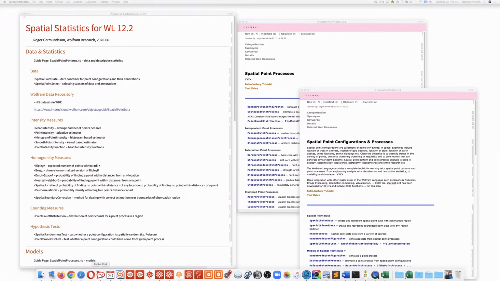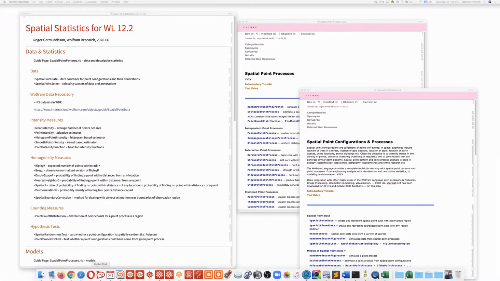Okay, for people joining this live stream, we are talking about spatial statistics functionality for version 12.2 of Wolfram Language. For those who are keeping track, apparently this is the 400th live stream design review that we have done. So that's a lot of pieces of functionality designed live and in public. And we hope people like this kind of open design process.